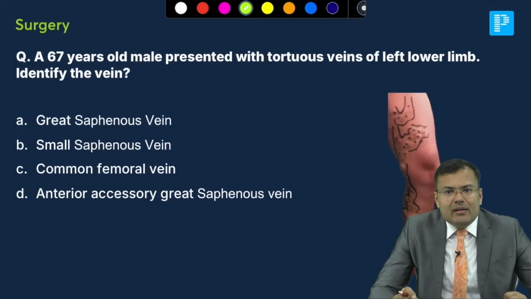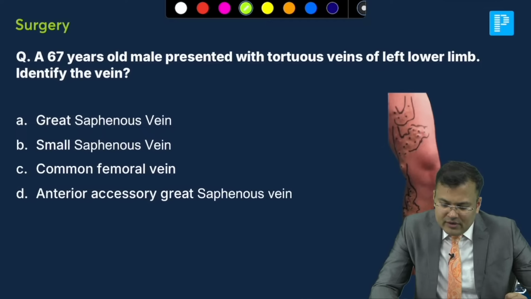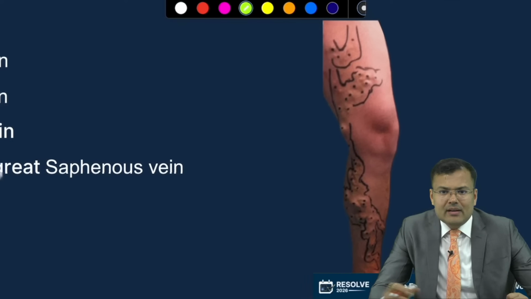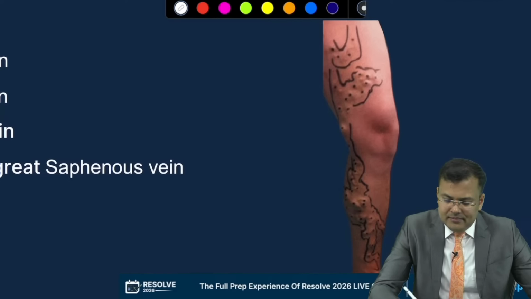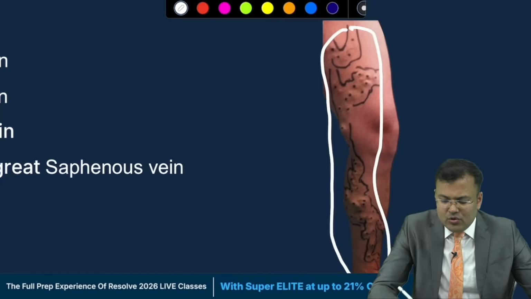67 years old male presented with tortuous vein of the left lower limb. Yes, can you tell me what is this vein? This vein is located over which aspect?